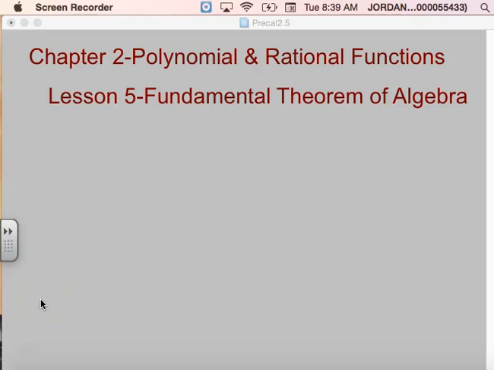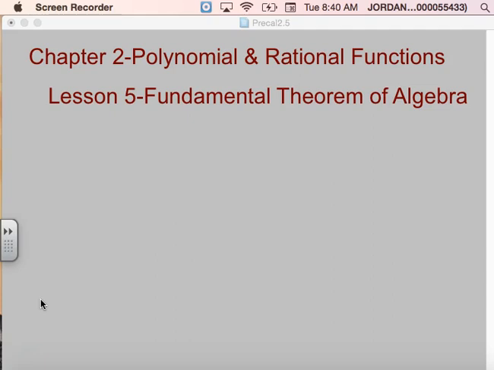All right, so in this lesson we're going to talk about the fundamental theorem of algebra and some properties of it. Basically, this theorem just says that if you have a polynomial where the degree, which again is the highest exponent on your variable x, is positive, 1 or higher, then you're going to have at least one zero in the complex number system.